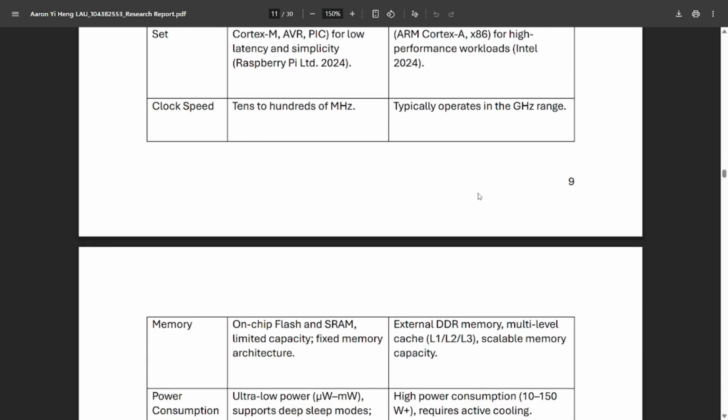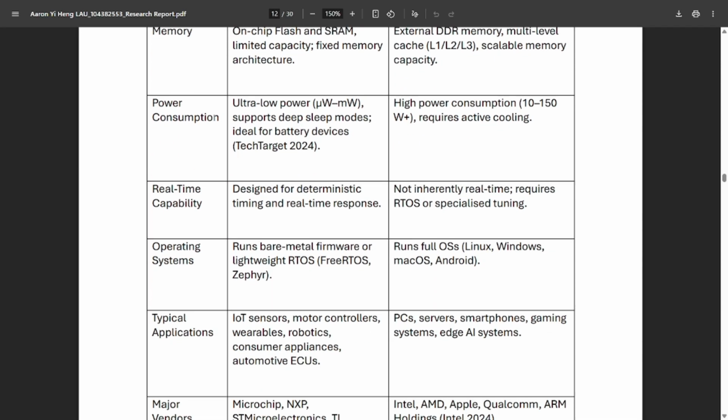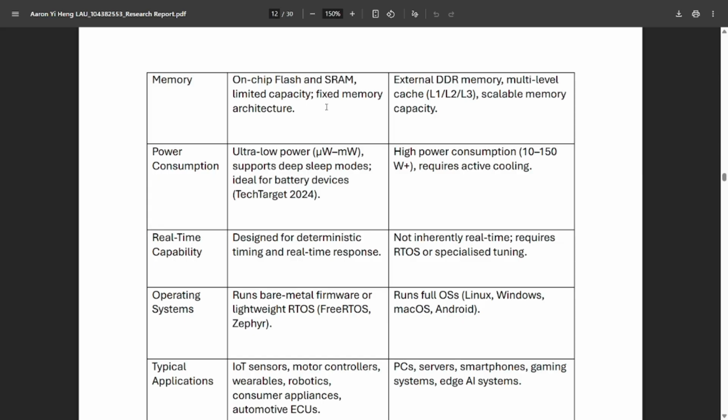Then memory. MCUs include on-chip flash and SRAM, but the capacity is limited and fixed. MPUs use external DDR memory combined with multi-level cache like L1, L2, and L3. This provides much higher memory bandwidth and scalability. Next is power consumption. MCUs are extremely power efficient, often operating in microwatts or milliwatts.